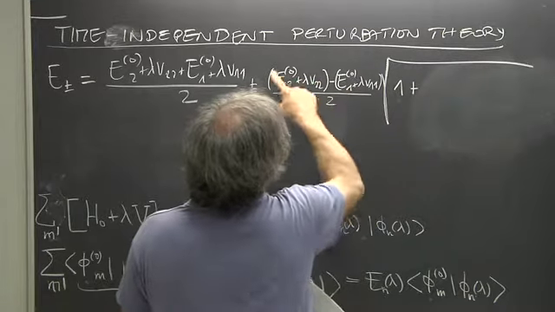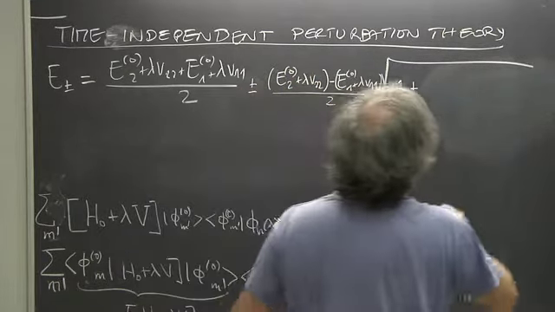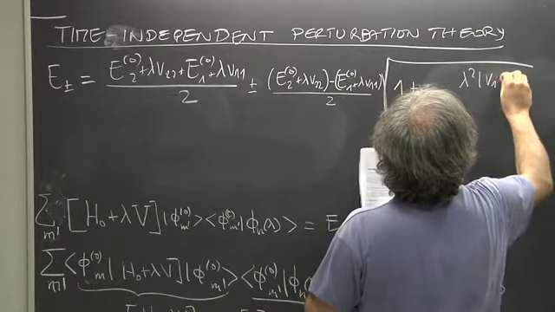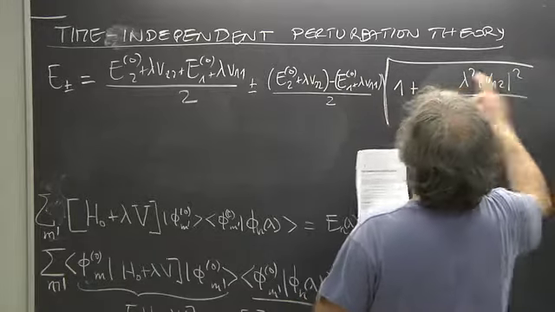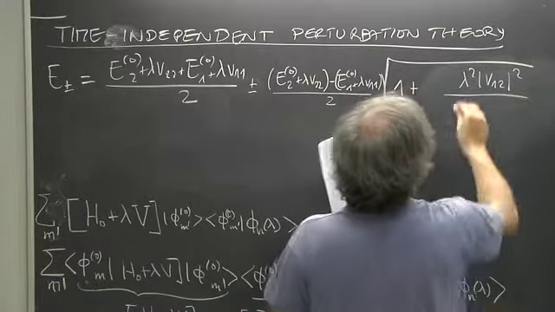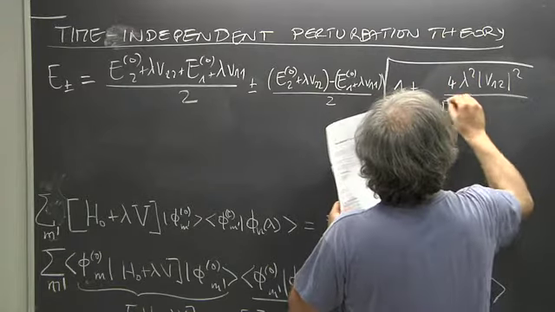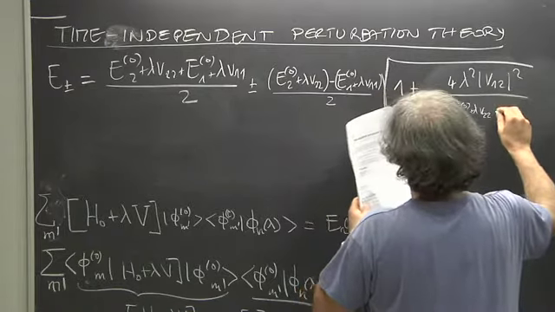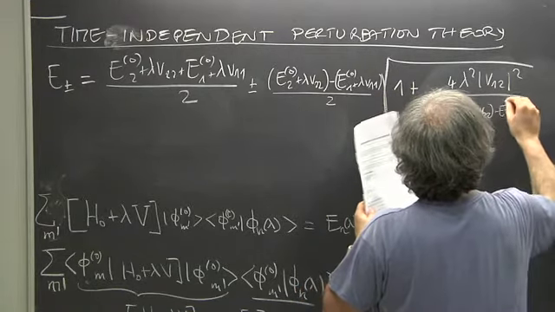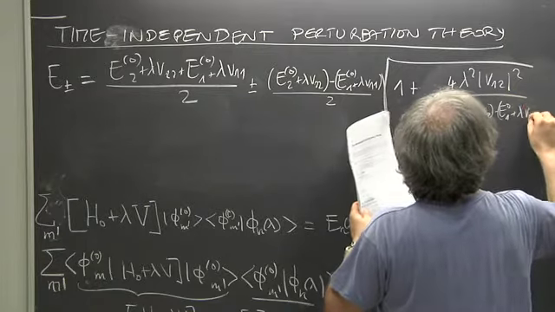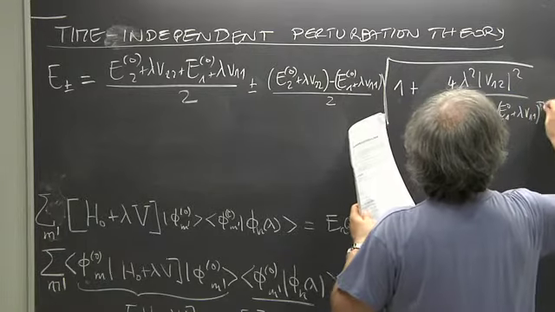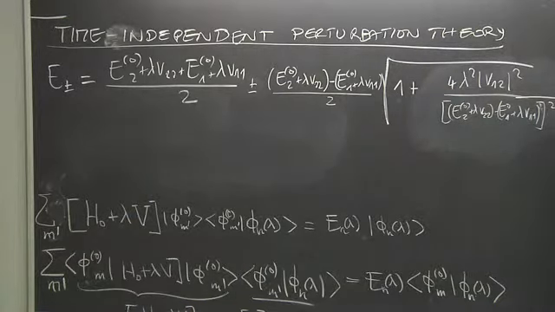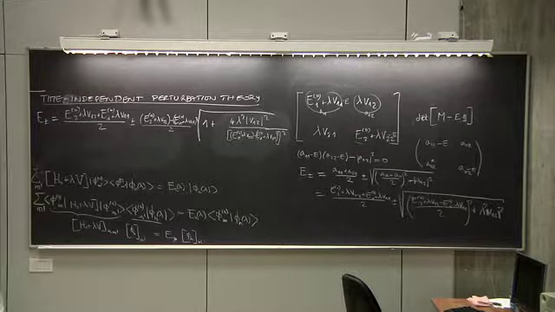E02 is greater than E01, so I write it with this sign, okay, plus lambda squared V12 squared divided by the square of this, so times 4, E02 plus lambda V22 minus E01 plus lambda V11 squared. Is this clear to everybody? I've just done very, very trivial algebra from the solution of the 2 by 2 problem.